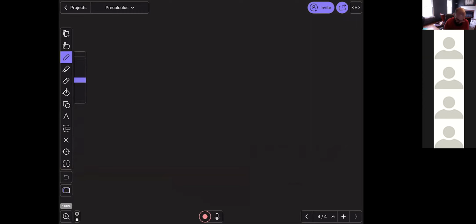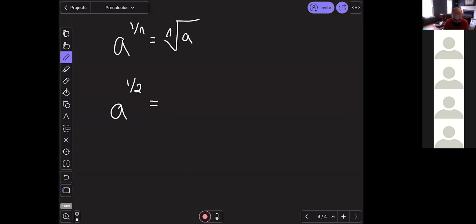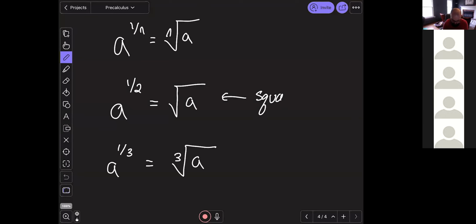Okay. So a to the 1 over n, we're going to take a root. So the most common one that you're probably going to see is a to the 1/2, and that's the same as the square root of a. Okay, and then if you do a to the 1/3, that's going to be the same as, we would put a little 3 here, and this would be the cube root of a. So a to the 1/2 gives you your square root. The square root of a as an exponent is always going to be 1/2, and then a to the 1/3 will be the cube root.